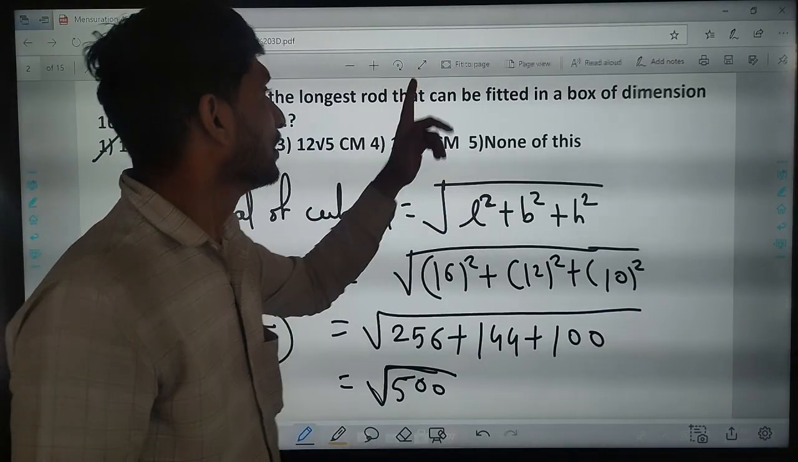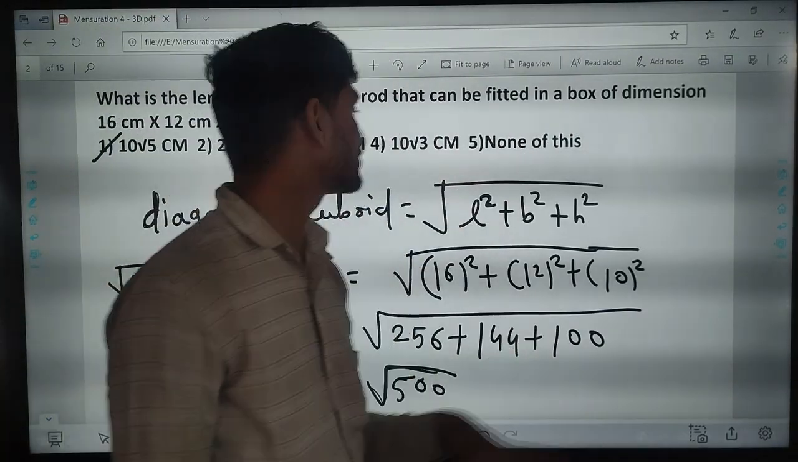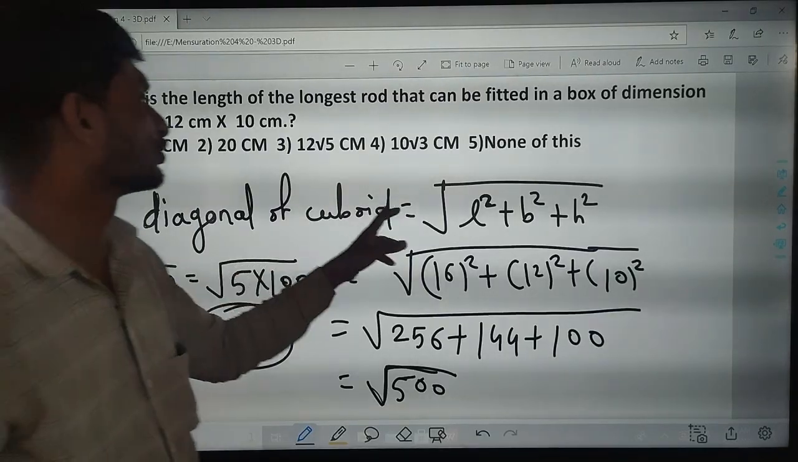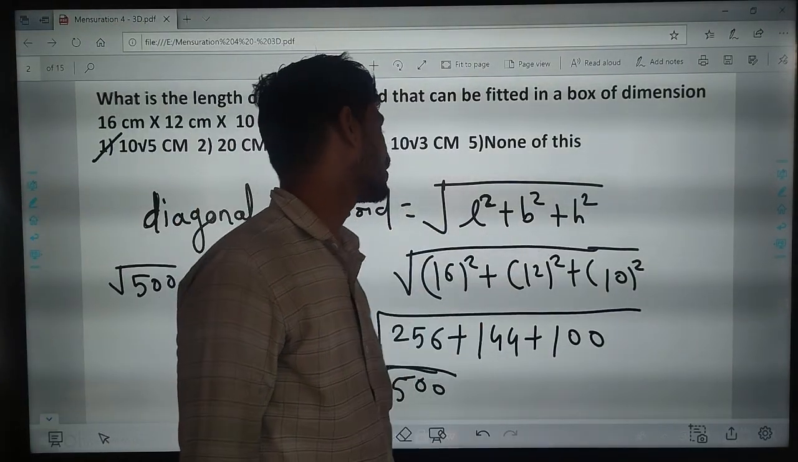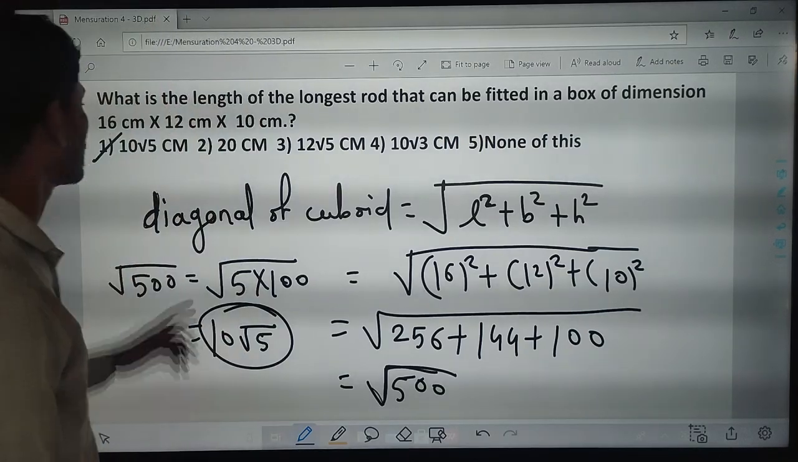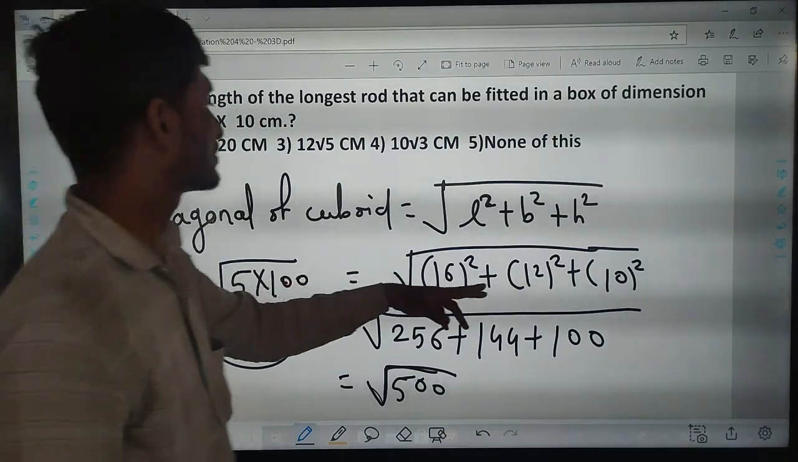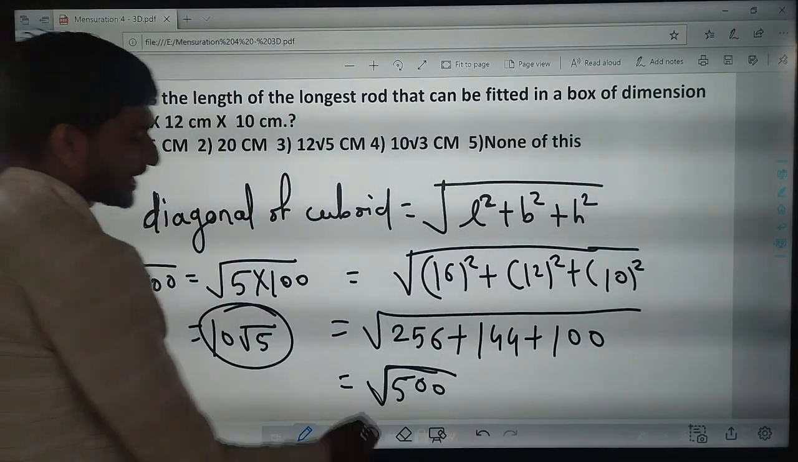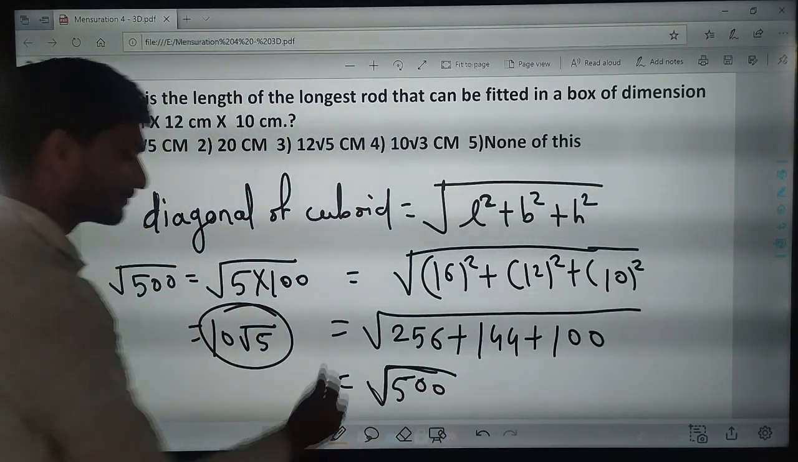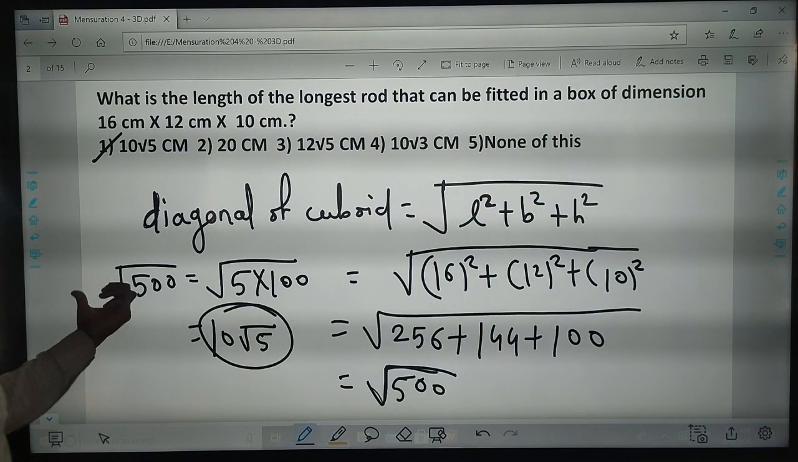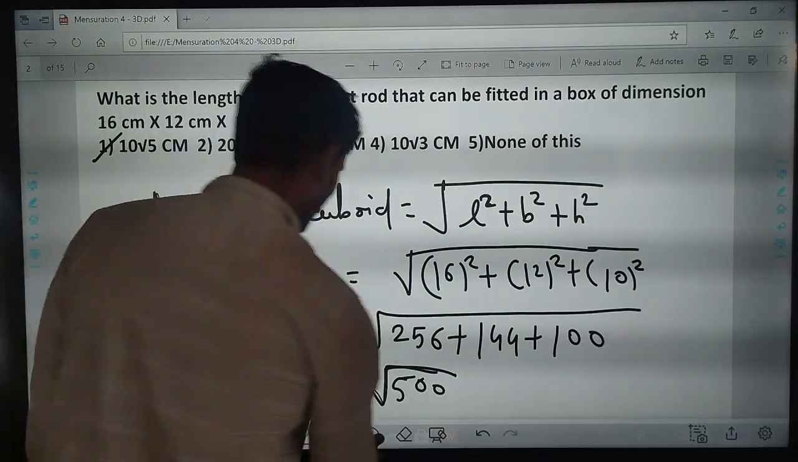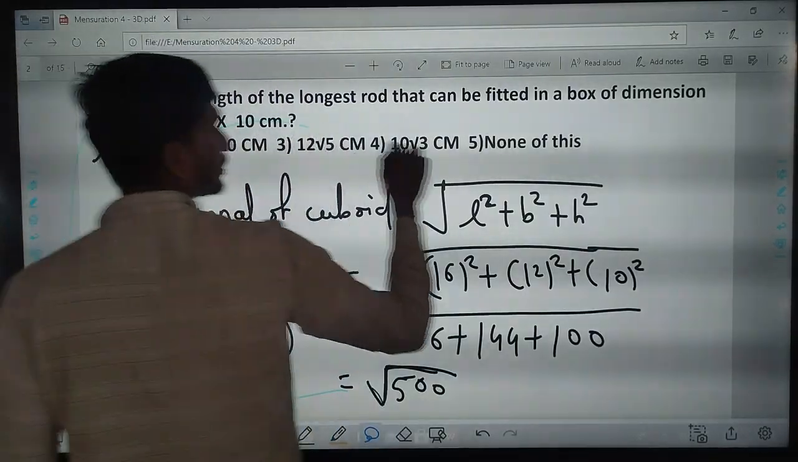We find the diagonal fitted in the box, meaning the cuboid. The diagonal of the cuboid is equal to the square root of L square plus B square plus H square. Then L means 16, B means 12 and H means 10. We get the addition of these as under root 500. Now by solving this, your answer is 10 root 5. Now next.